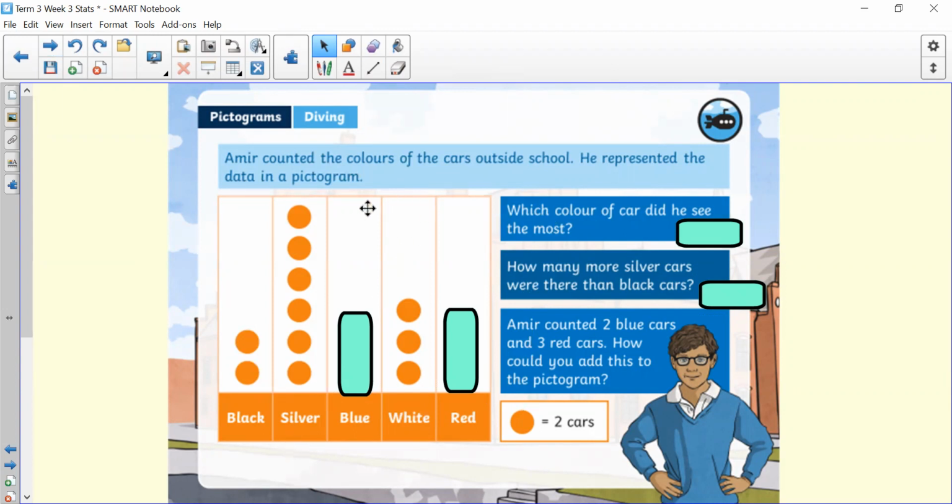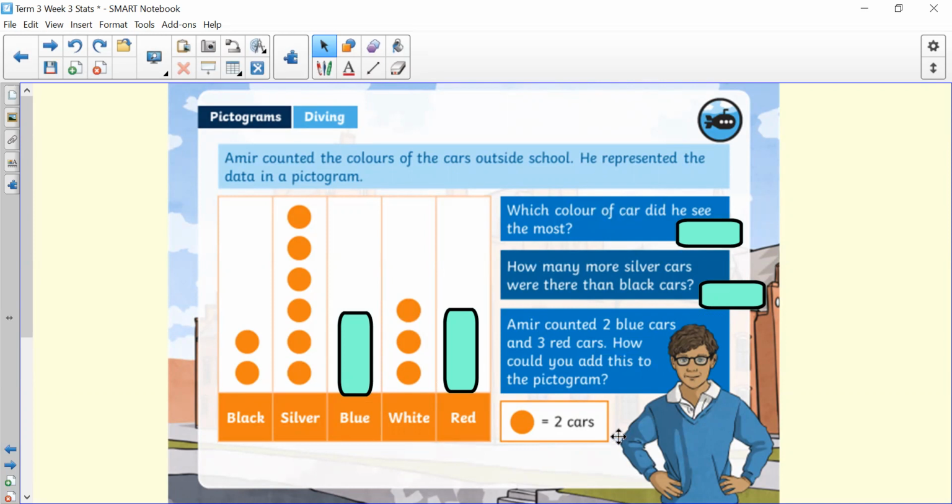So what is this pictogram showing? It's showing the colours of the cars outside school. Okay, what cars have we got on our table and our pictogram? We've got black, silver, blue, white and red. And really important, our key: one circle is representing 2 cars.